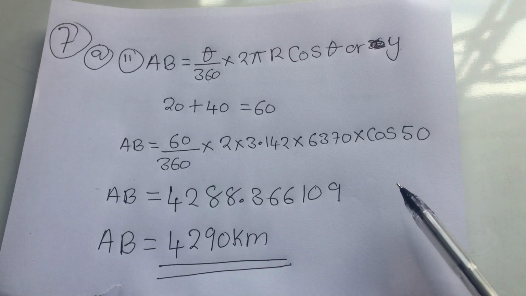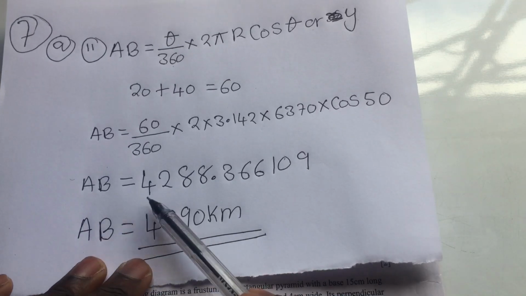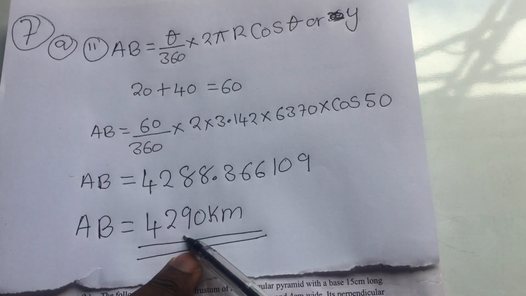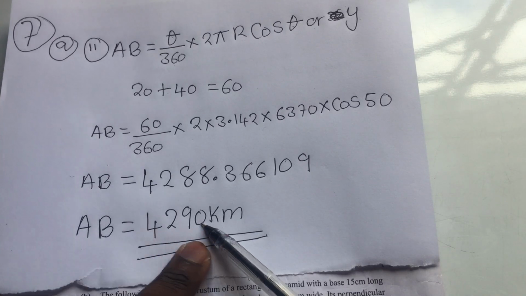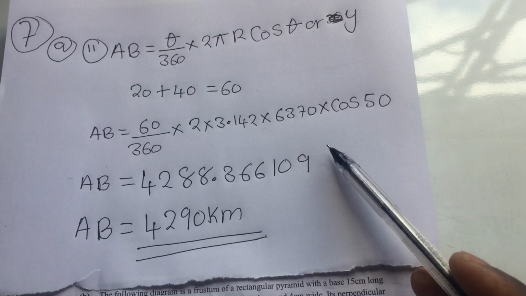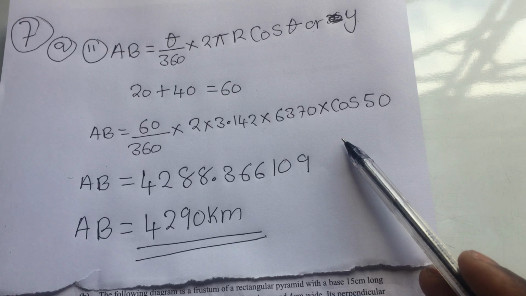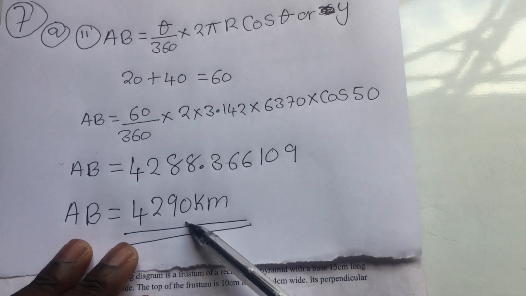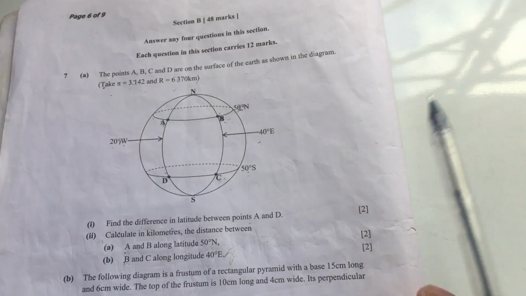The instruction on the question paper says leave your answer to 3 significant figures. So you check your answer, 4288: you add 1 to the 8, it becomes 9, and the last digit becomes 0. So this is 3 significant figures. If you leave it as it is, it can penalize you. So be careful when you are answering, and make sure you leave your answer to 3 significant figures for your safety. This is how you answer question 7A2.